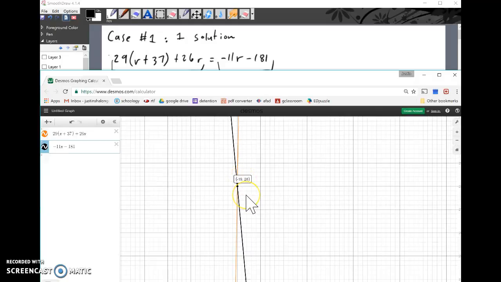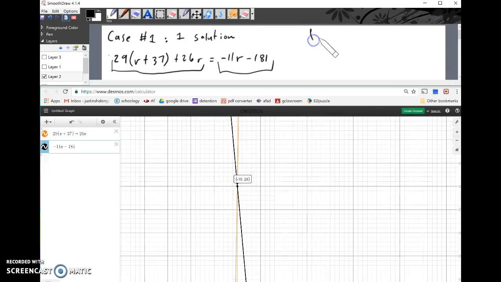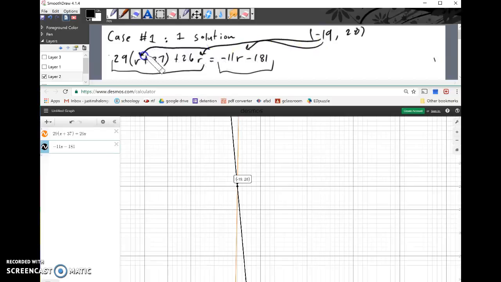It gives us this value, negative 19, and it gives us another number here. This number is 28. So essentially, when I plug in negative 19 for all of the r's, we're going to get something that says 28 equals 28. That is true, so we know that the x value here is our solution. So we say r equals negative 19.